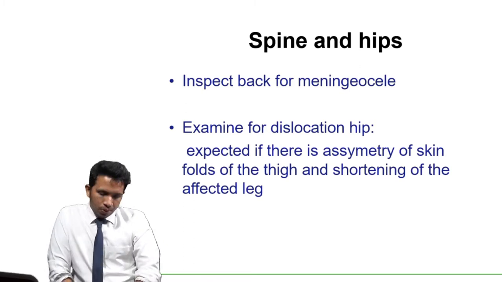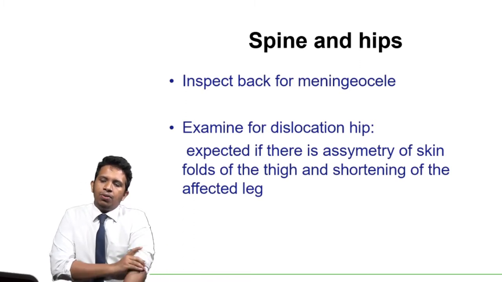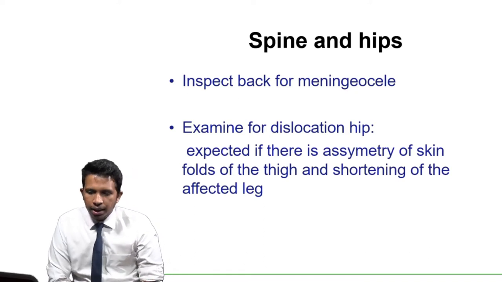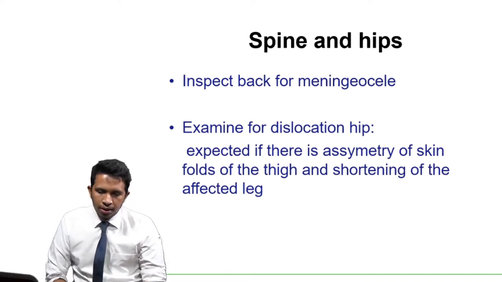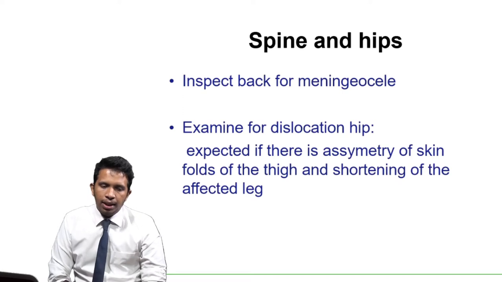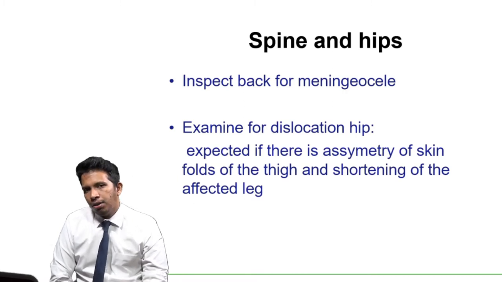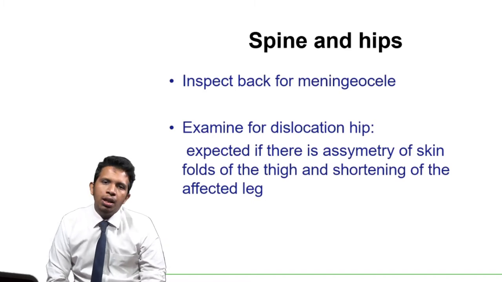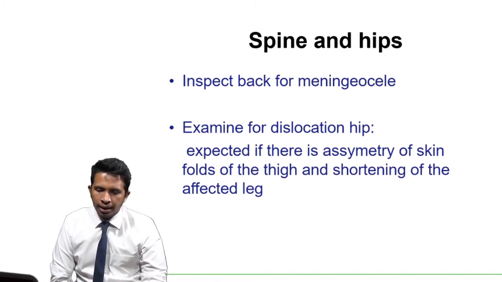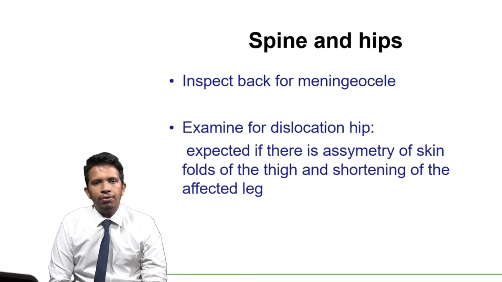Once we are done, we have to look at the hands for all these deformities, any fractures or anything like that, and then we have to look at the legs as well. And then we go to the hip joint, and we turn the child over and look at the back for a condition known as meningocele or myelomeningocele. Another term for this is spina bifida.